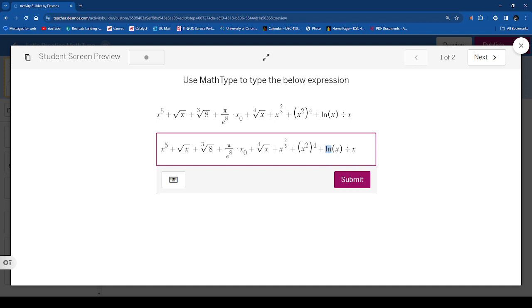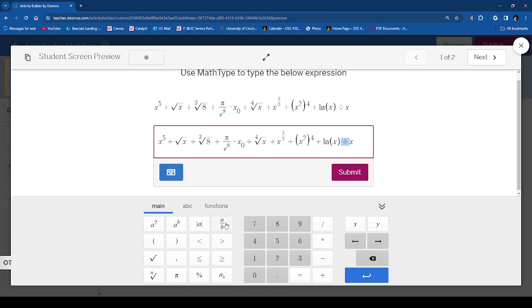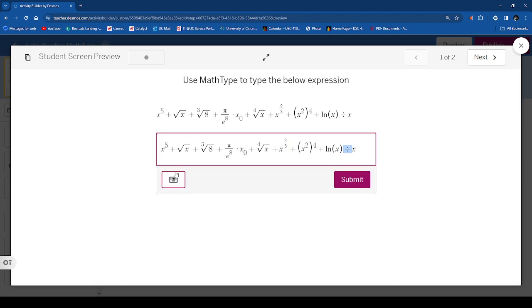For the natural log, we just type in ln. To get the division symbol, as you see there, we type in div. Okay, hopefully that helped. And of course, we also have the keypad, but I find if you know the shortcuts, it makes life a lot easier.